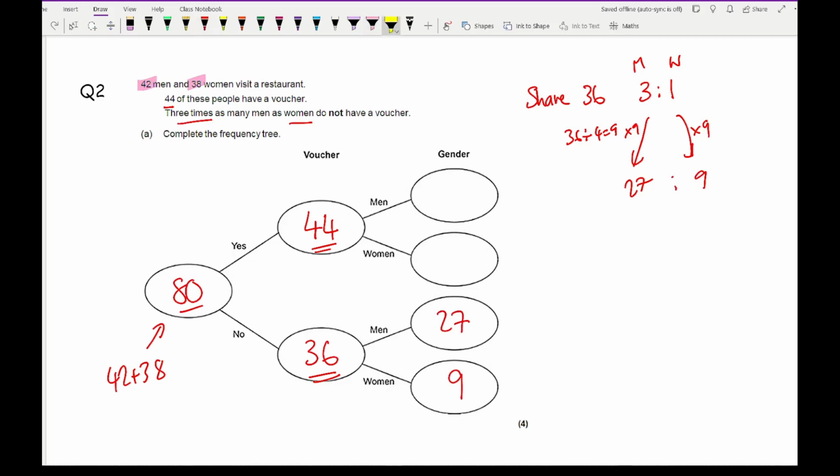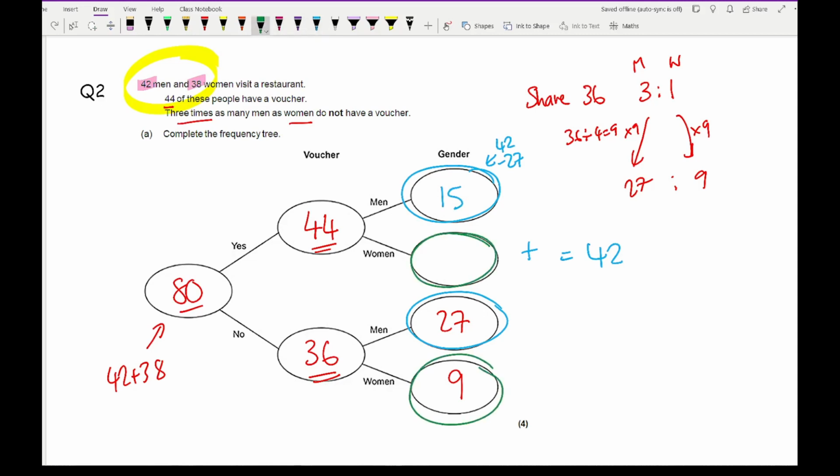Now from the second bit of information, which is looking at the number of men and women, these two here need to add up to give me 42. So to work this one out here, I've just got to do 42 take away 27, which gives me 15. And then for the women, these two numbers here need to add up to 38. So then I just got to do 38 take away 9, which is 29 rather. So let me just correct that. And there we have got our final answer.